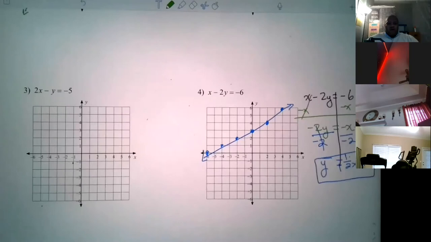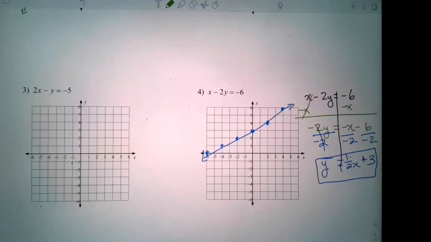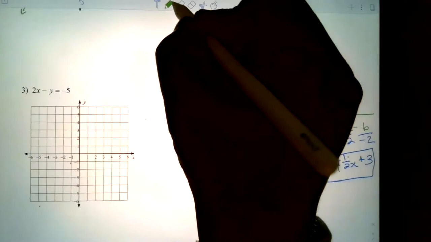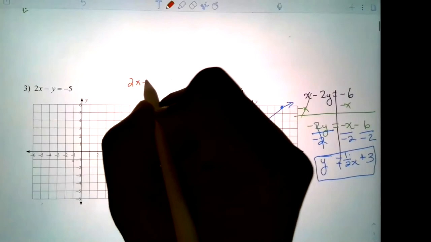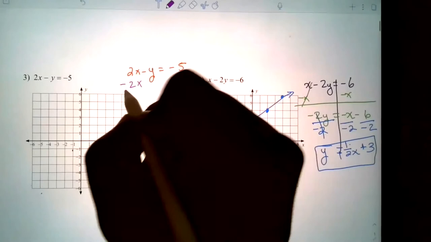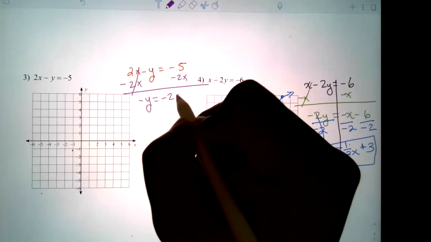So let's look at number three. Number three got a lot of people simply because it was not in slope intercept form. And so we kind of had to change it to slope intercept form. And so when we do that, we had 2x minus y equals negative 5. So I'm going to bring my negative 2x over. I'm going to subtract it from both sides. So I was left with negative y equals negative 2x minus 5.